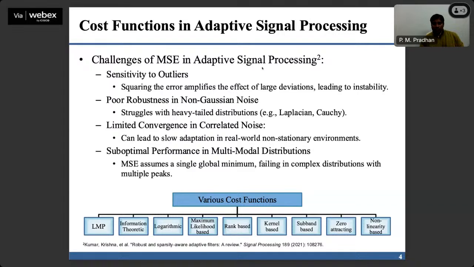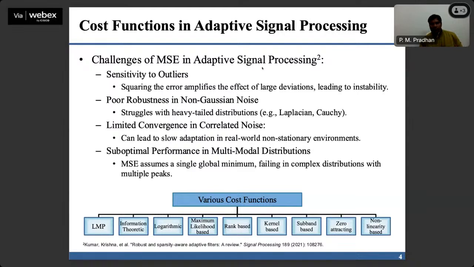But since the value is very high, when you calculate the error as desired minus estimated, your error would be a very high value because your desired is now a very high value. So your error is a high value and error square becomes a very high value. If you have an outlier in the signal, then the mean square error will give rise to a very high value of error at that instant. So this cost function of mean square error, error square, is very sensitive to outliers.